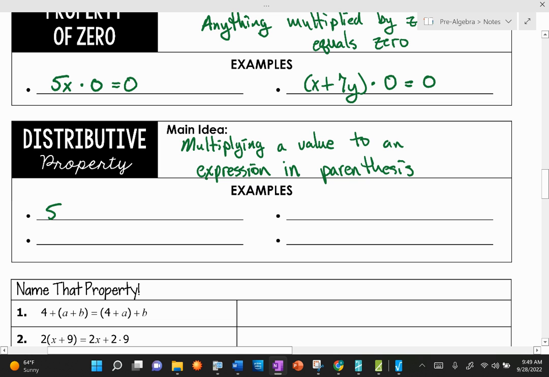5 times the factor x minus 2. Distributive property says that you have to multiply this to each term inside of the parentheses. This is something we've done before. 5 times x is 5x. 5 times negative 2 is negative 10. You take the number on the outside, which is 5. You first multiply it to the x. That gives you 5x. You then multiply it to the negative 2. That gives you negative 10.